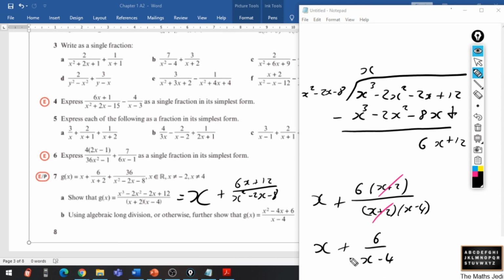And again, I'd like to write this as a single fraction. So if I multiply everything by x minus 4, I get the form that's required. Relatively straightforward.